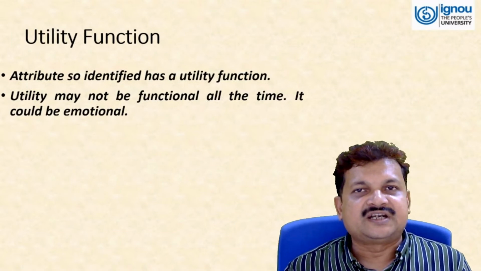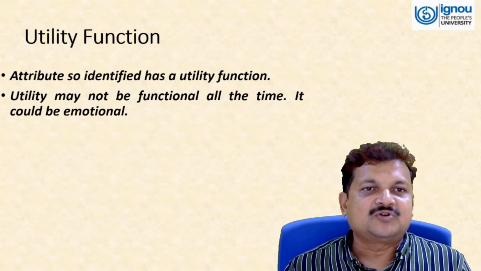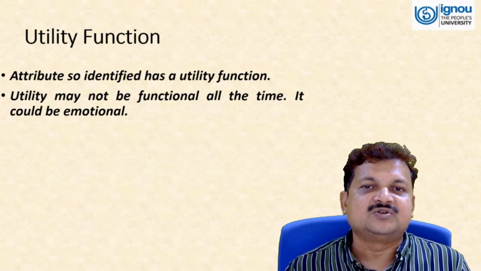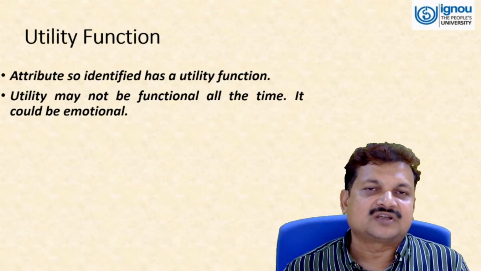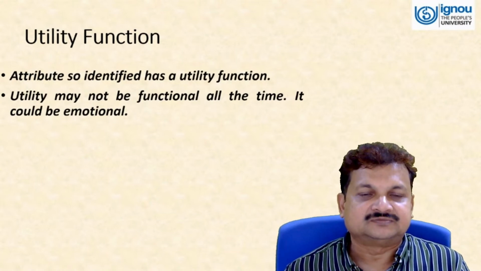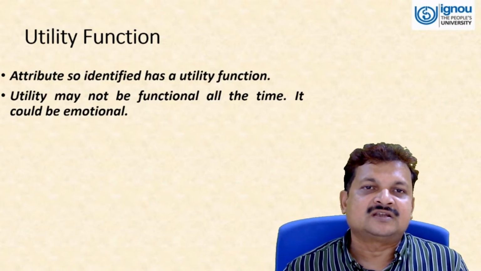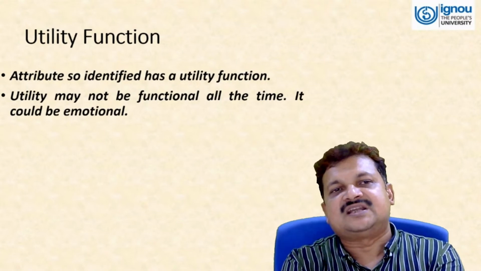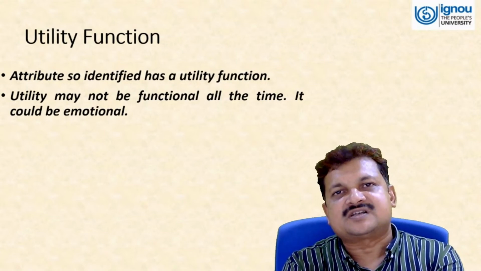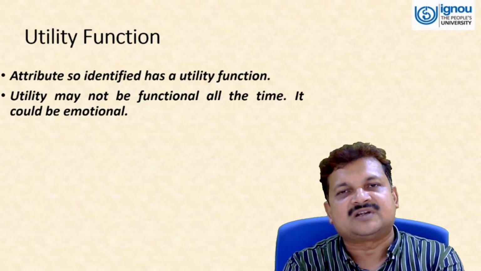Now it is the utility function. An attribute so identified has a utility function. When we look at the attributes of a particular TV, for example, there can be so many points to connect to the TV. Some customers may think, if so many points are there in the TV, I am never going to use my laptop with the TV. I am never going to use any Bluetooth with my TV.